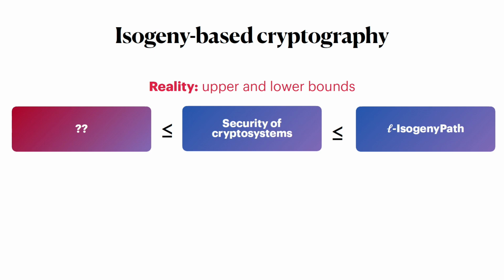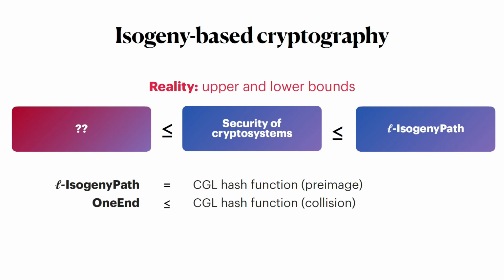So there are some nice examples, like the CGL hash function. It's a hash function whose pre-image resistance is provably as good as L-isogeny path. So in this case, the lower bound and the upper bounds match, and we're happy. It's called a hash function, so you expect it also to be collision resistant, and that's where the trouble begins. You can prove that it's collision resistant if this other problem, called one end, is hard. And there's a gap between one end and L-isogeny path, a visible gap.